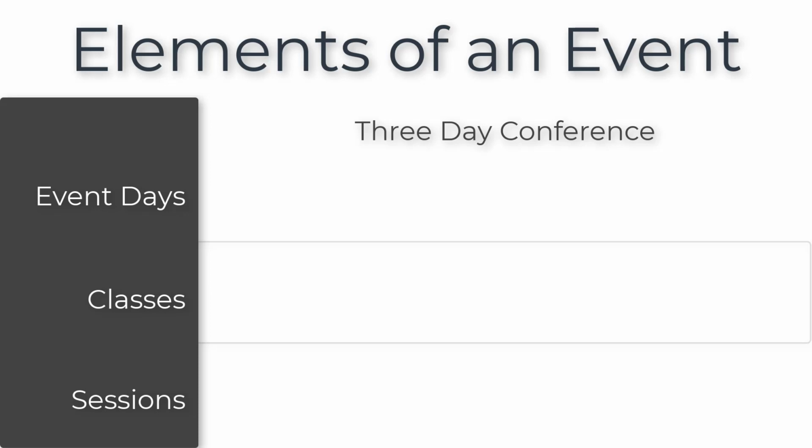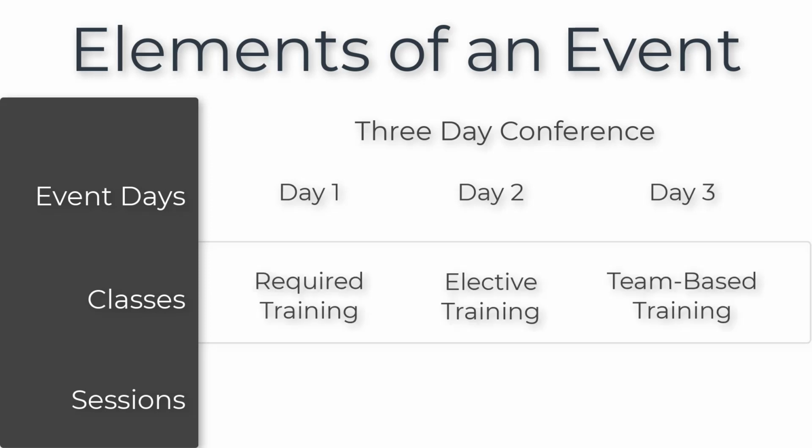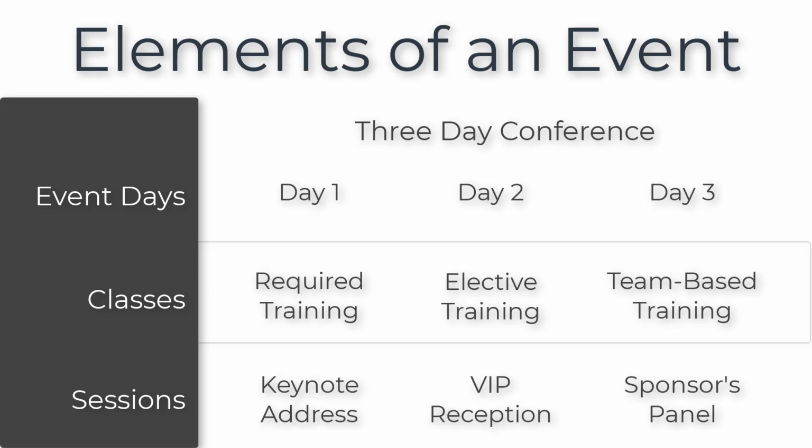Imagine a typical 3-day member conference. That conference is likely composed of the days themselves, day 1, 2, and 3, the important training classes you're conducting at the event, and more informal sessions like the keynote address or panel discussions. Every event breaks down into these 3 elements: days, classes, and sessions.